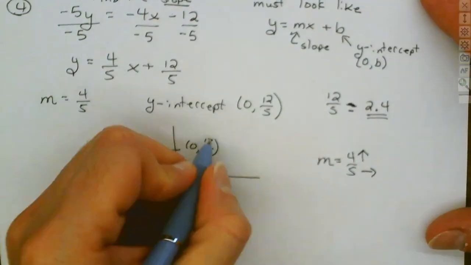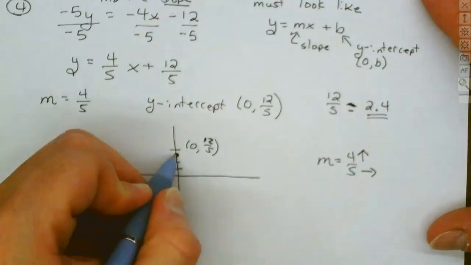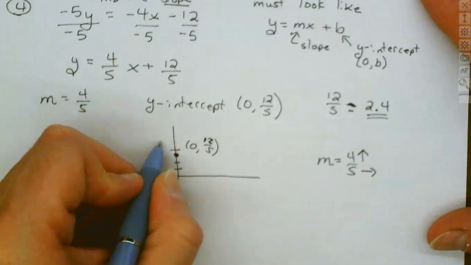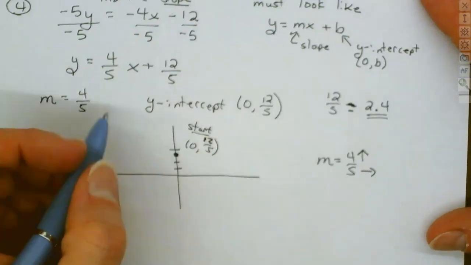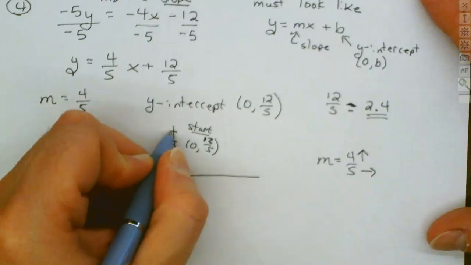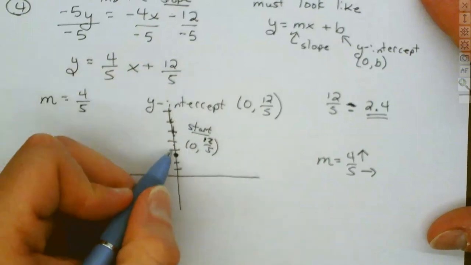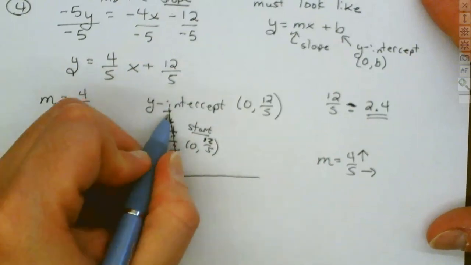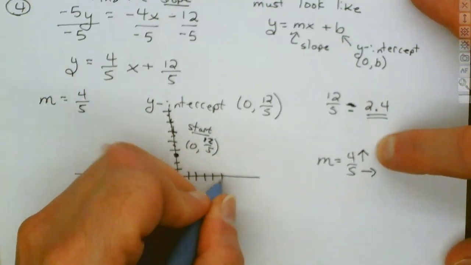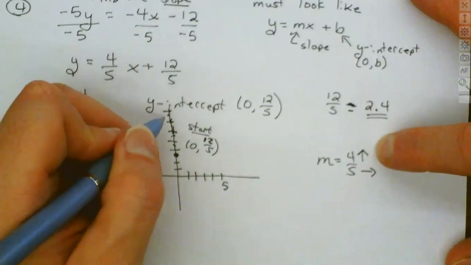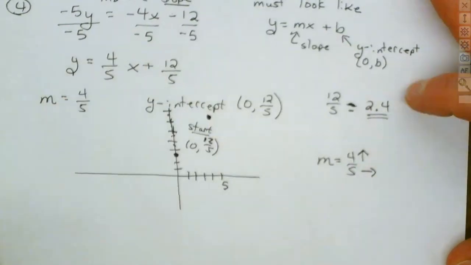Okay, so let's go ahead and figure this from here. Where do we start? We start right here. We're going to go up 4: 1, 2, 3, and about 4. And then we have to go over 5: 1, 2, 3, 4, 5 units over. So up about 4, over about 5. That makes that new dot right there.